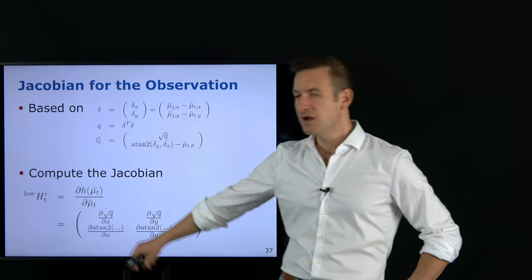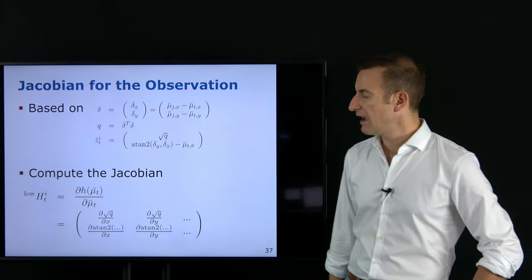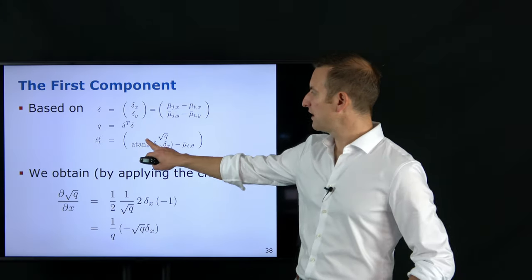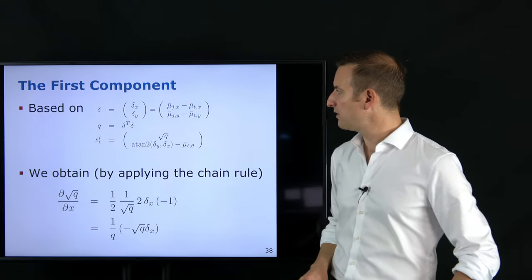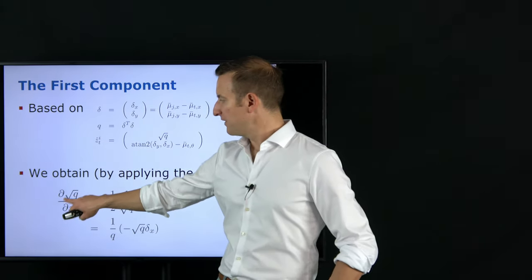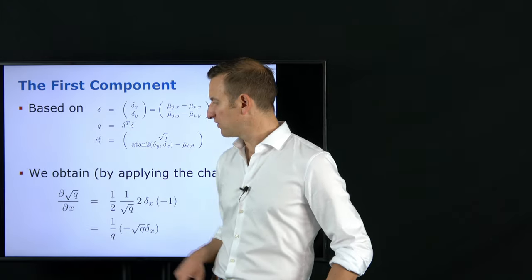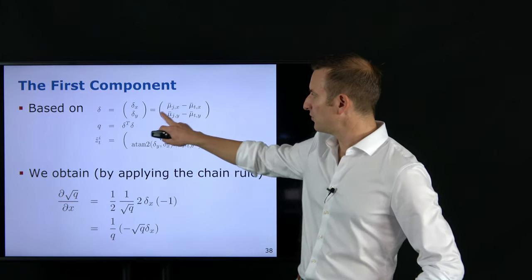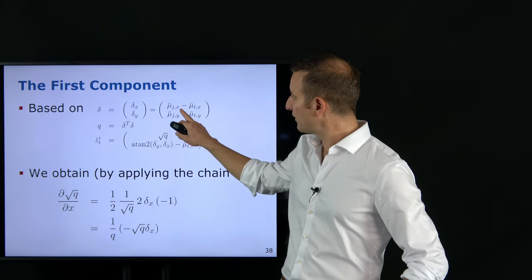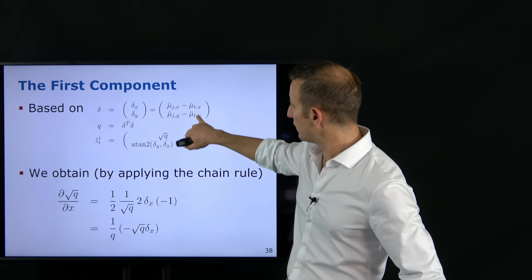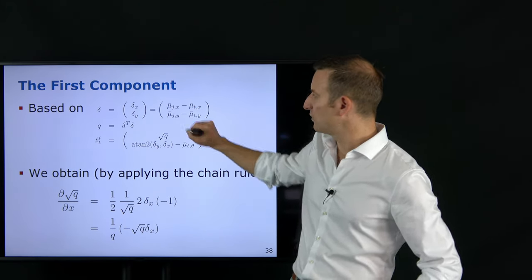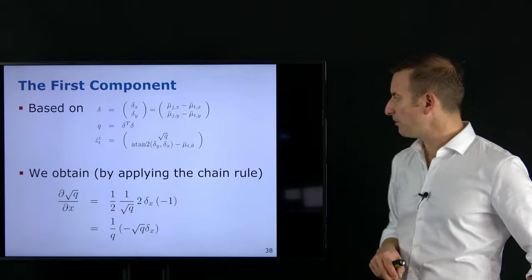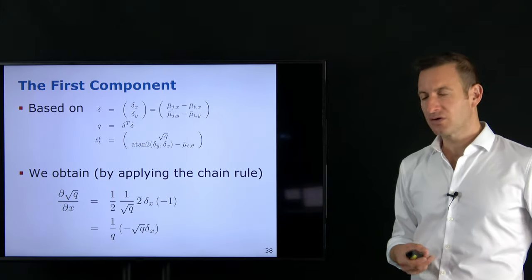So we'll just take this first partial derivative here, the first component, and compute it by hand. How does it actually look? I need to take this function, the square root of q, and derive it with respect to x. So I have d square root of q with respect to x. And of course, in this function q, there is delta delta transpose, but inside delta there is the x, because the x sits in here. So the location of the robot, this component is the x over here. So I need to apply the chain rule a few times in order to compute the first derivative.